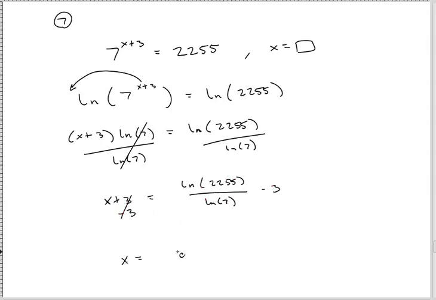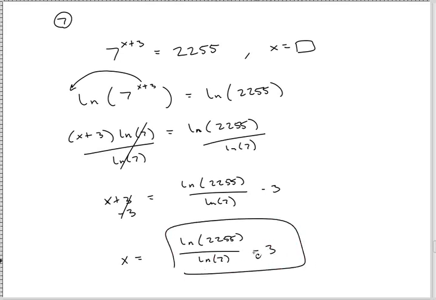And so my final answer here is going to be ln of 2255 all over ln of 7, and all minus 3. These don't combine. Just leave it alone. And then you're done. I need to find a decimal equivalent. While I'm doing that, I'll tell you why.